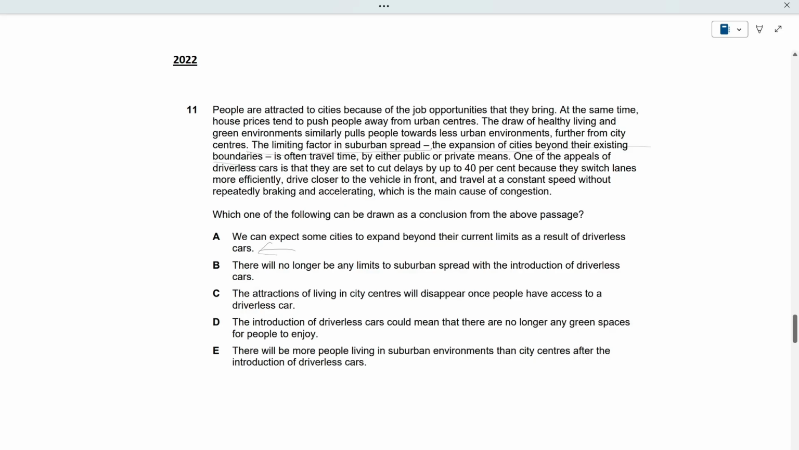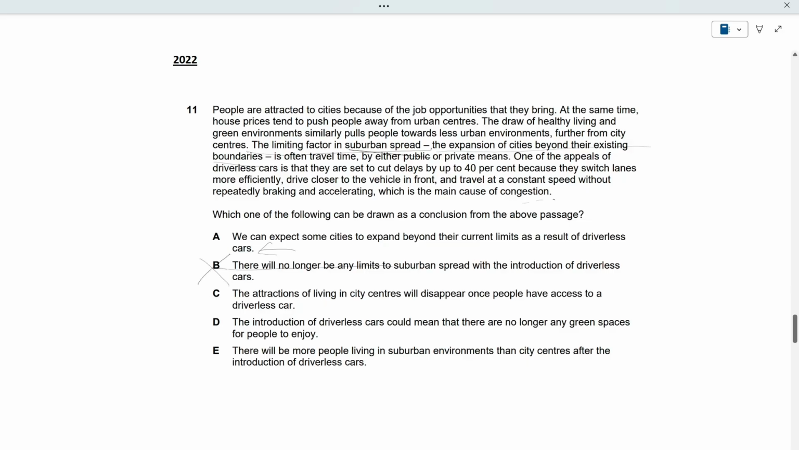B, therefore, there will no longer be any limits to suburban spread with the introduction of driverless cars. That's not what it's saying, because it talks about driverless cars, and then it says one of the appeals of driverless cars is that they cut delays because they switch lanes more efficiently, which is the main cause of congestion. But it's talking about how we can beat this limiting factor. It doesn't say anything about that there will not be any limits. It's still too affirmative, as we discussed before.